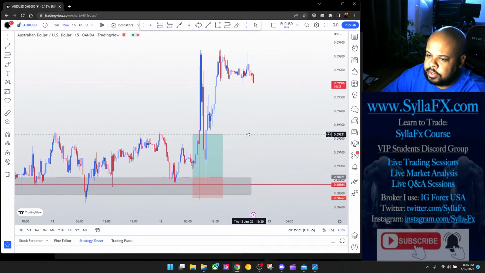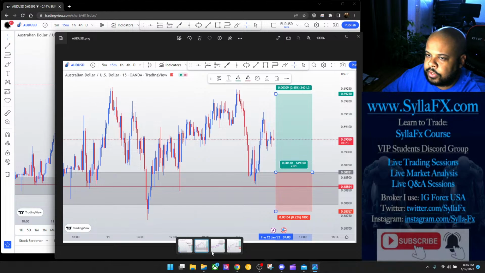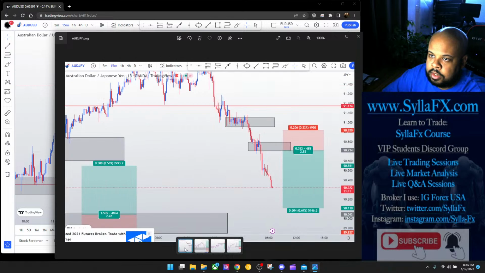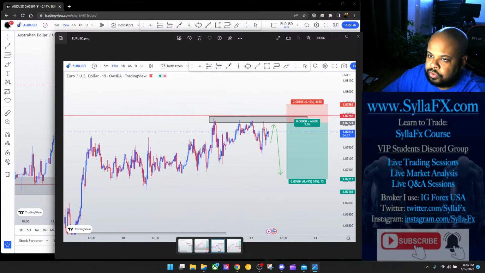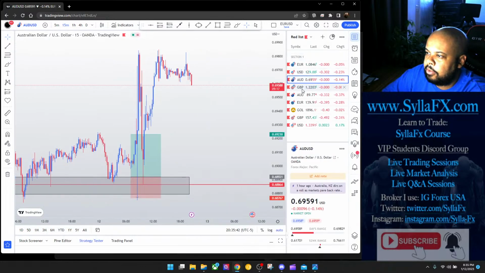But we'll take a look and see if we can set up new entry zones for probably the euro dollar, the dollar yen, and a few here. Let's see what happened on the next one. The Aussie dollar we just did. Euro dollar we already did. What was the other one? Yeah, let's take a look at the pound dollar here and see what happened on that one.